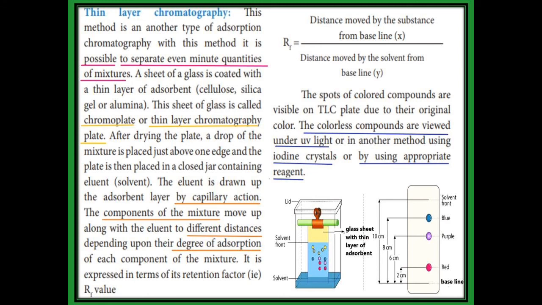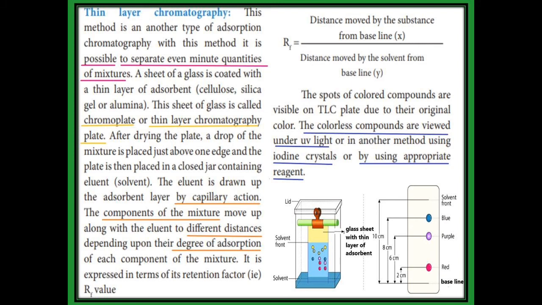Now we get some data here. With the help of the data we have to find out the redundancy factor, RF. What is RF? Redundancy factor. The formula: distance moved by the substance from the baseline, where substance means red, purple or blue, any one, divided by the distance moved by the solvent, meaning the solvent alone without the substance. That distance we have to measure. So here the solvent alone moved 10 centimeter.